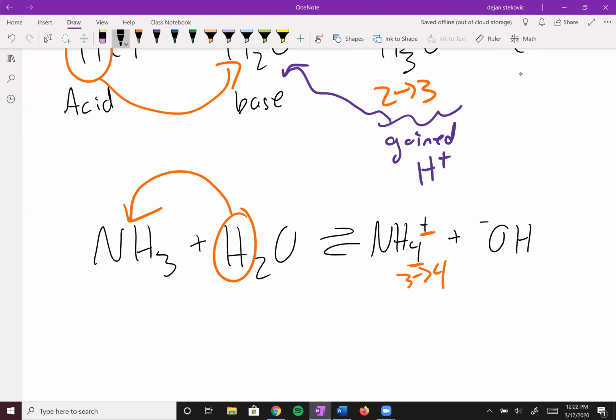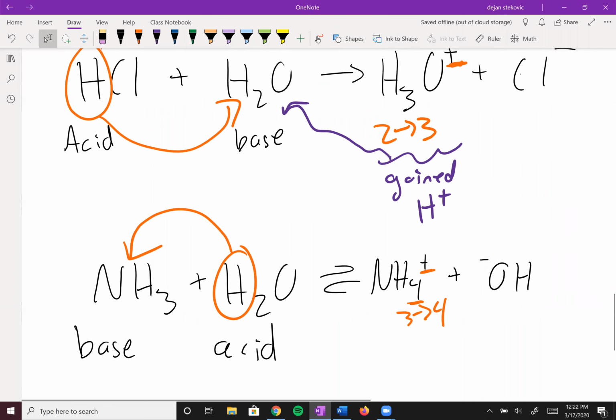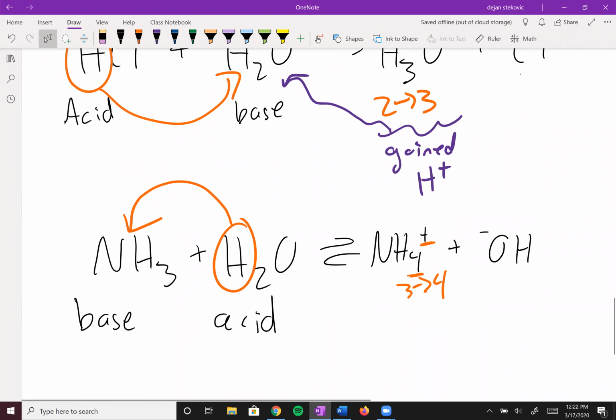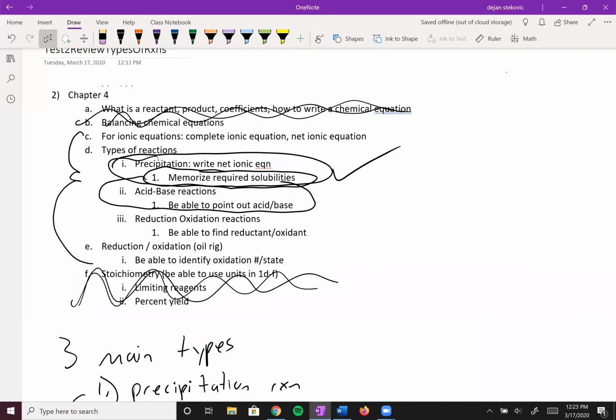So NH3 became NH4 plus, and then this water lost an H plus, so it becomes an OH minus, or a hydroxide. So in this case, this is the base, and then this is the acid. So you can see, you don't really have to know this, but a water can be an acid or a base.